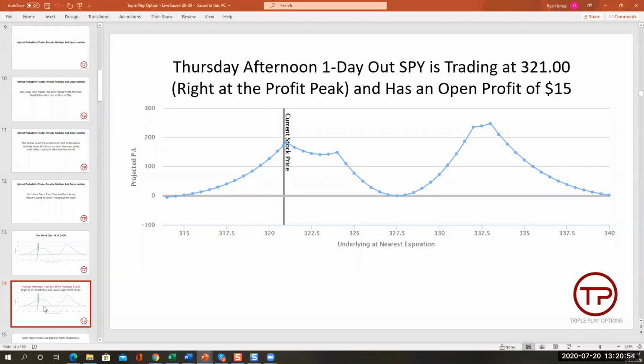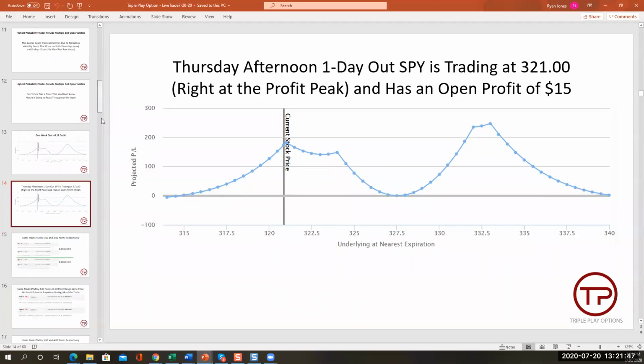Okay. Thursday afternoon, this was one day out. Okay. One day out. And in this particular scenario, SPY was trading at 321, and this trade had an open profit of $15 right at the profit peak. Okay, one day out, and this trade only had an open position profit of $15, and it's right at the profit peak. Now, that is a profit, all right, I'll give you that, but that's at the profit peak. And if we're one day out and it's only showing a $15 profit at the profit peak, what's it going to be showing in the middle of the dead zone one day out? Is it going to be negative, or is it going to be above zero? No, it's most likely going to show a loss.